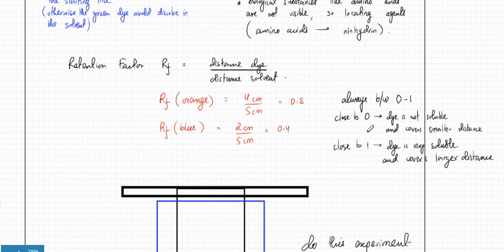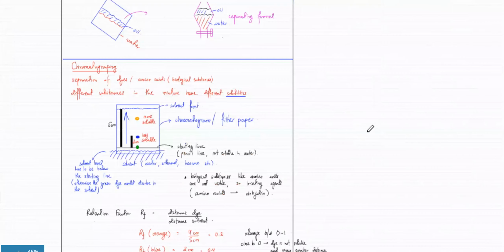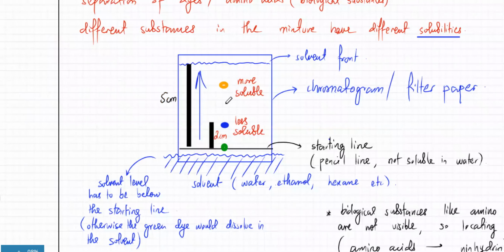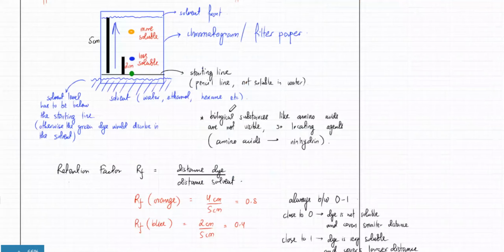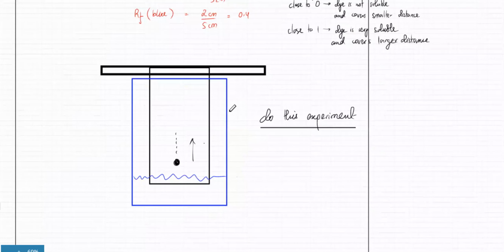And if it's 0.5, then that means the dye travels half the distance. Okay, so remember what those RF values mean. 0.1 means it's traveling a very small distance. 0.9 means that it's traveling a very large distance and it's close to the top. 0.5 means somewhere in the middle. And I told you to do this experiment.